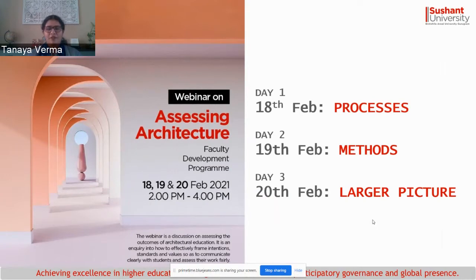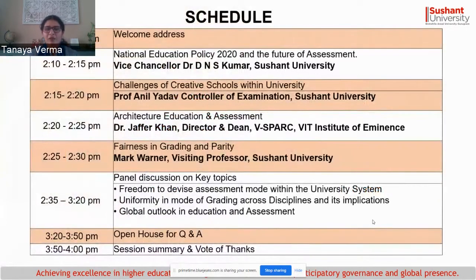So, without taking much of the time, I would like to introduce the schedule for today. So we have our Vice Chancellor, Dr. D.N.S. Kumar. He's going to talk about the National Education Policy 2020 and the future it holds for assessment and the vision for the university. Challenges of creative schools within the university prerogative, that is going to be addressed by Professor Anil Yadav, Controller of Examination, Sushant University.